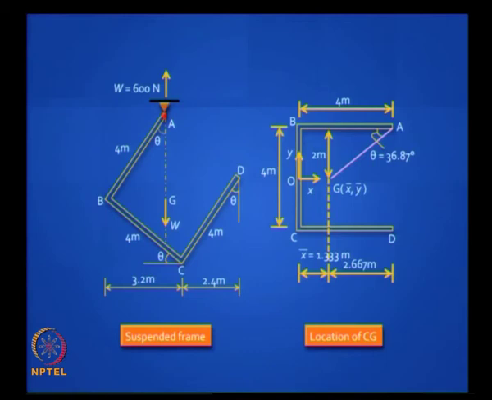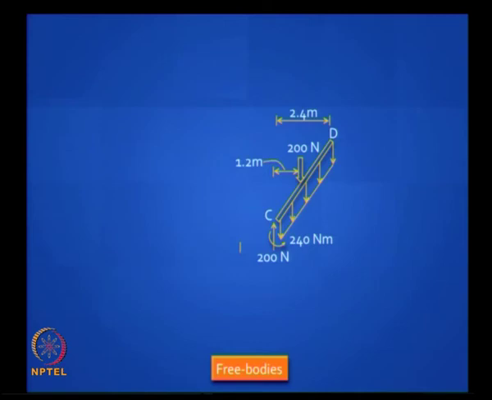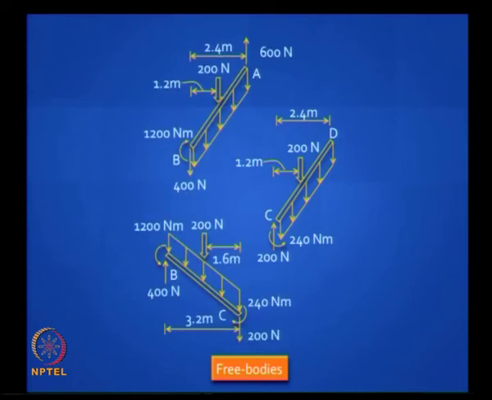So what you need to do is to see how it will look if you were to hang that frame. You will find that the vertical line from A must pass through the center of gravity. You need to locate the center of gravity, and then you can draw the free bodies of these ends. So typically frames are like this.